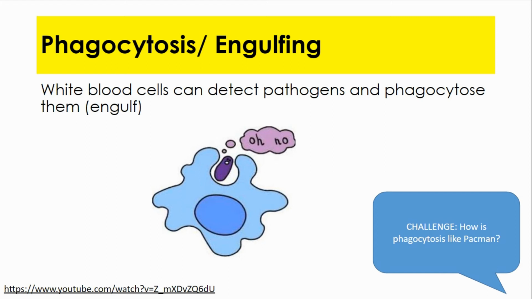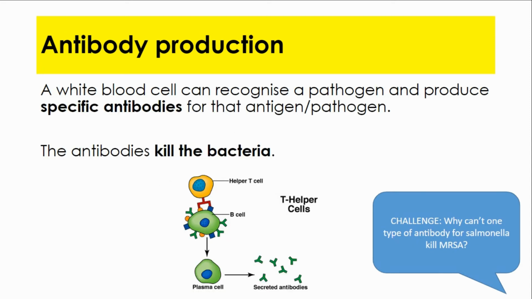There's a little challenge at the bottom for how is phagocytosis a bit like Pac-Man, if you know the game Pac-Man. And there's a video link about phagocytosis. Antibody production. A white blood cell can recognise a pathogen and produce specific antibodies for the antigen or pathogen. The antibodies kill the bacteria.